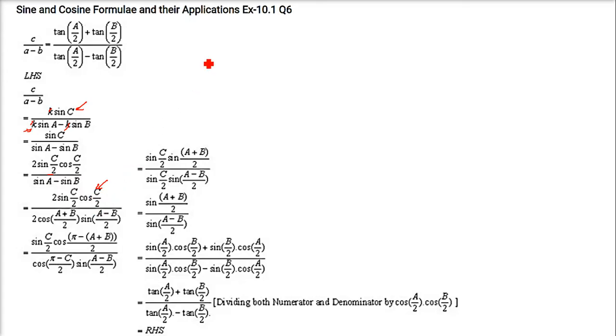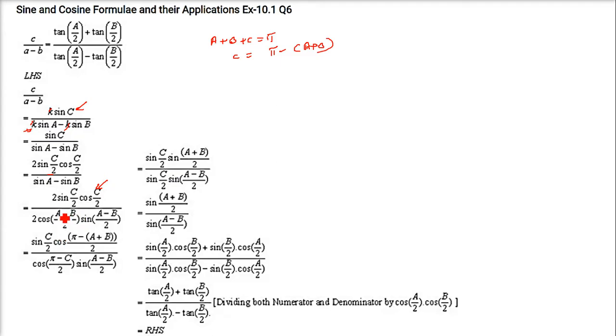C can be written as, because A plus B plus C is equal to pi, C can be written as pi minus (A plus B). So pi minus (A plus B) by 2. So this you get cos (pi/2 minus (A plus B)/2). So this will be ultimately sin (A plus B)/2. See, this is cos(90 minus theta), where theta is (A plus B)/2, pi/2 minus (A plus B)/2. So cos(90 minus theta) is sin theta. So it will be sin (A plus B)/2.